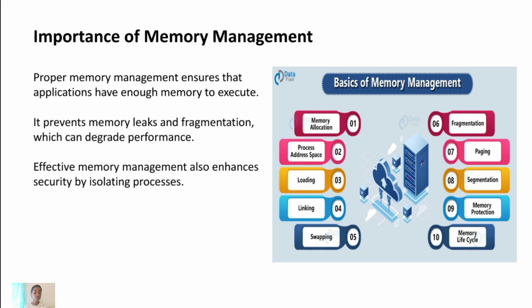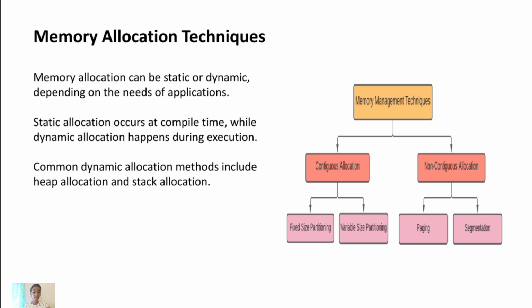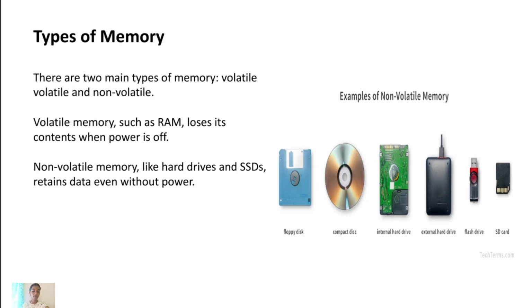So next, types of memories. There are two main types of memory, that is volatile and non-volatile. Volatile memory, such as RAM, loses its contents when power is off. Non-volatile memory like hard drives and SSDs retains data even without power. Here are some examples of non-volatile memories: floppy disk, compact disk, internal hard drive, external hard drive, flash drive, and SD card.